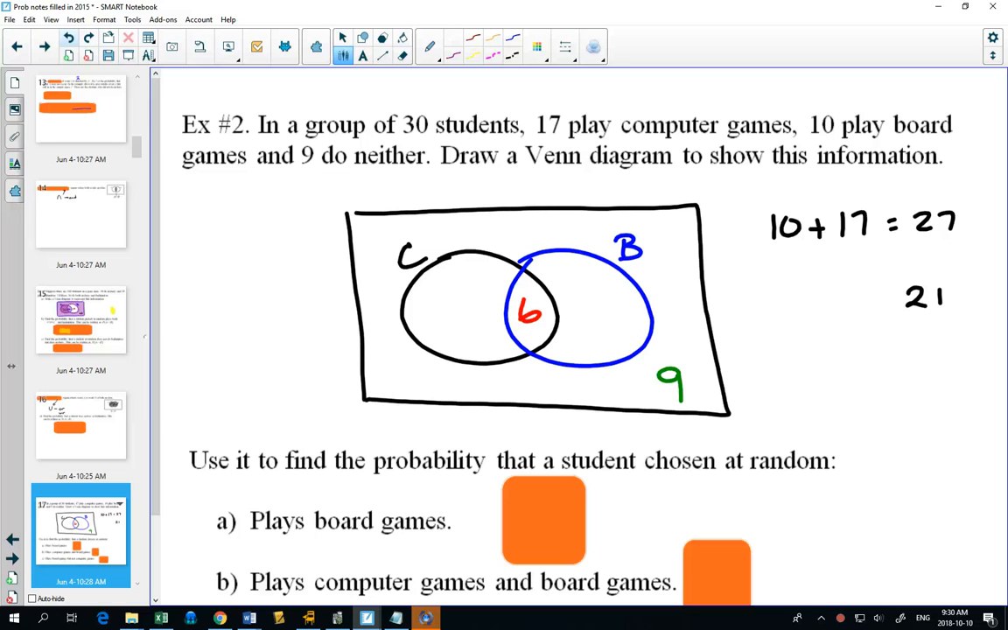Did anybody figure out a different number first? Did anybody figure out, say, this had to be 11 first? How could you figure out that has to be 11 as your first thing to calculate?